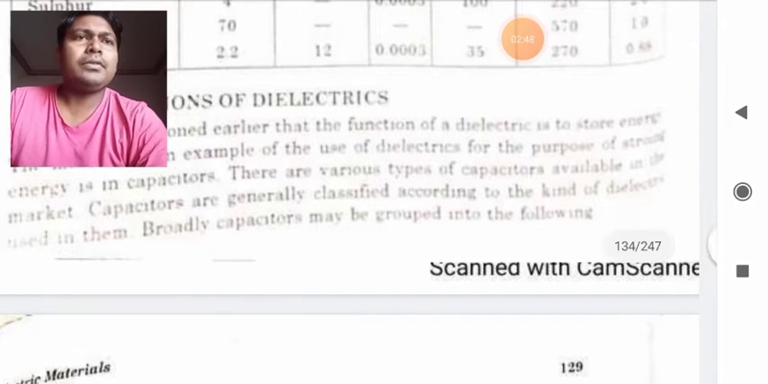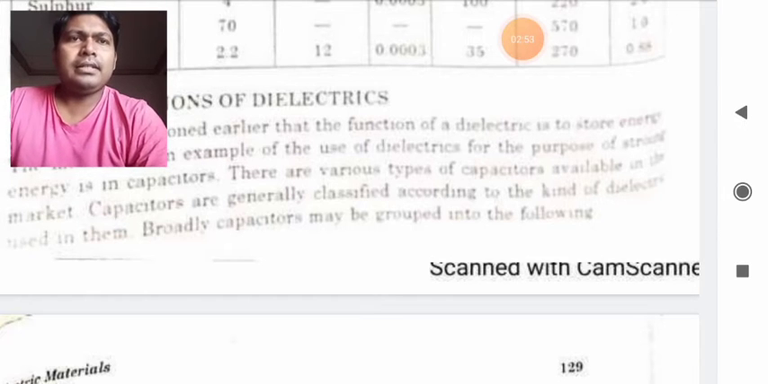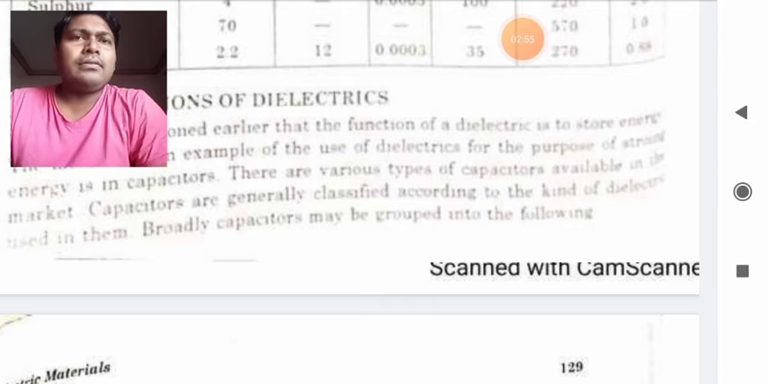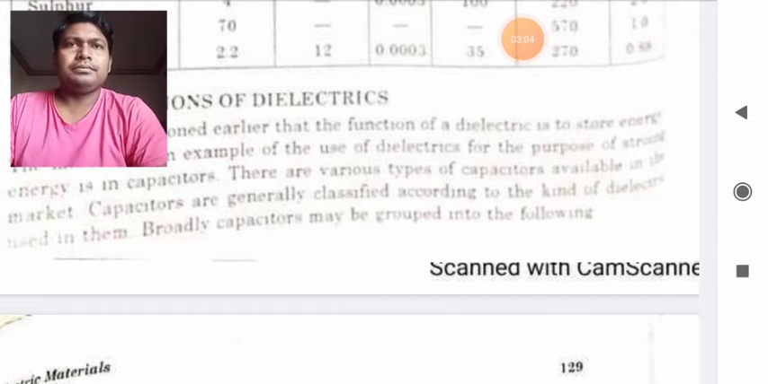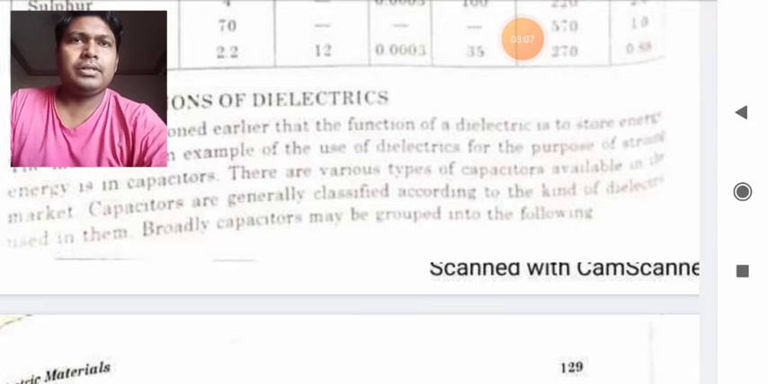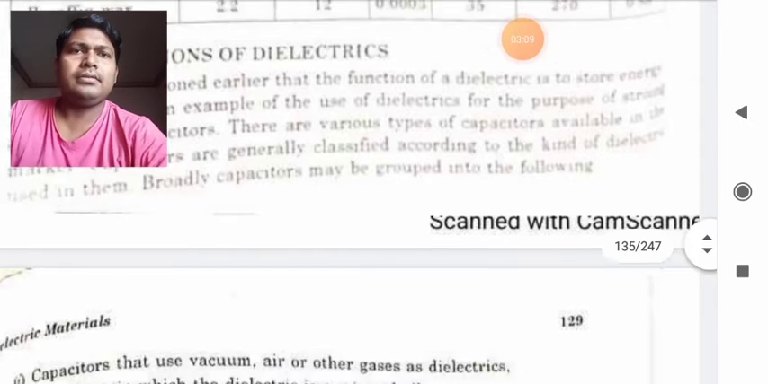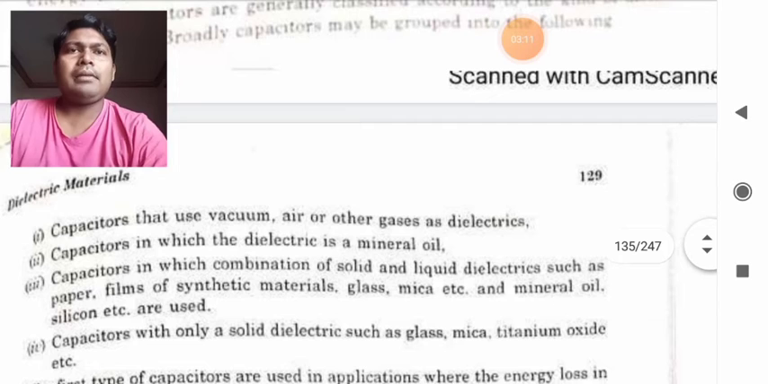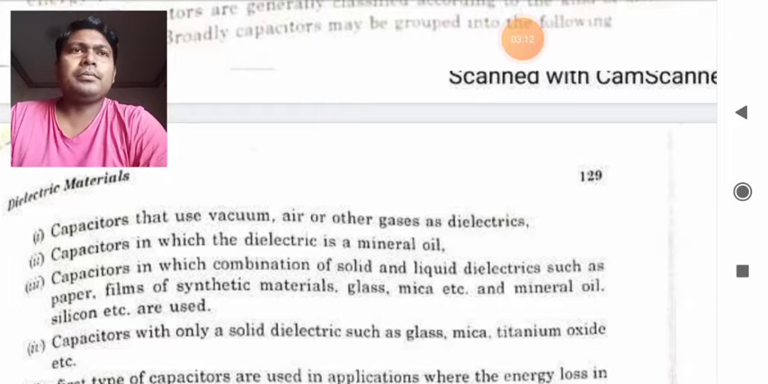There are various types of capacitors available in the market. Capacitors are generally classified according to the kind of dielectric used in them. Broadly, capacitors can be grouped into the following. So, what are the groups? Let us now understand. Capacitors that use vacuum, air, or other gases as dielectrics come under the first category.